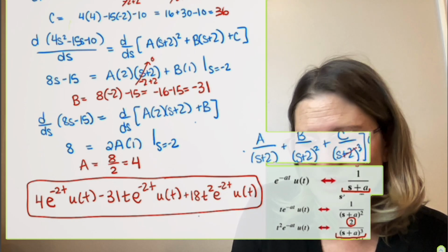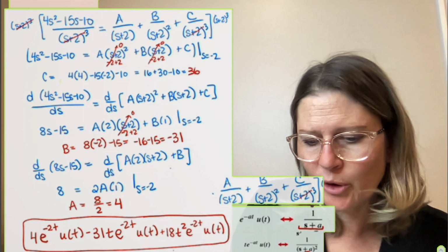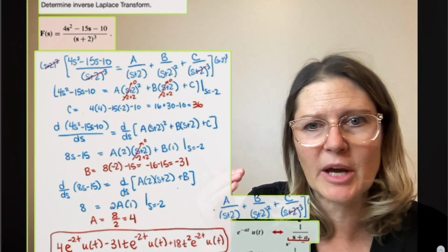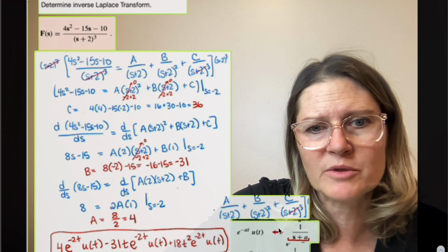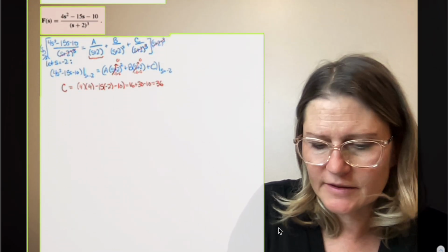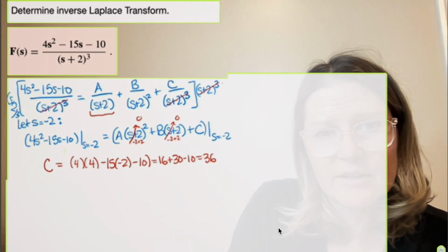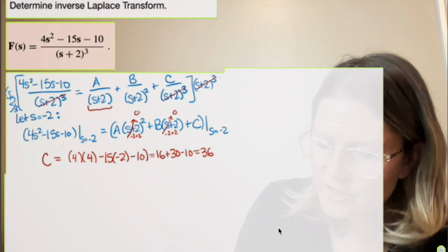And so this is our time domain expression for that equation in the s domain. All right, we're going to do this same problem, just a little bit different way. So again, this is one way because we have that s plus 2 cubed in order to get the variables. So in this next one, the first part is again exactly the same. We get 36 for c.